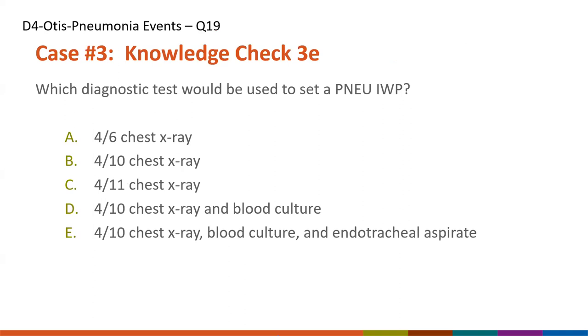Let's move on to knowledge check 3E. Which diagnostic test would be used to set a new IWP? Is it A, the 4-6 chest x-ray, B, the 4-10 chest x-ray, C, the 4-11 chest x-ray, D, the 4-10 chest x-ray and blood culture, or E, the 4-10 chest x-ray, blood culture, and endotracheal aspirate?